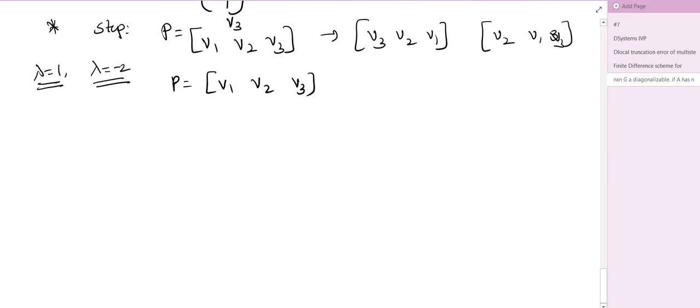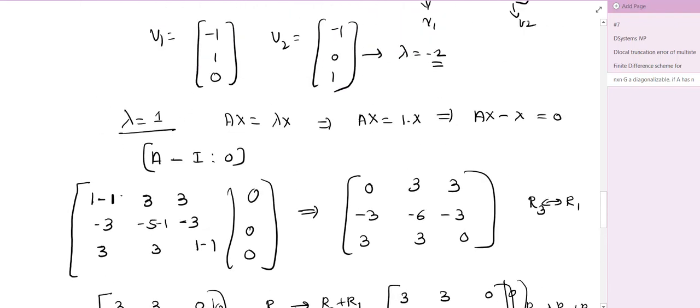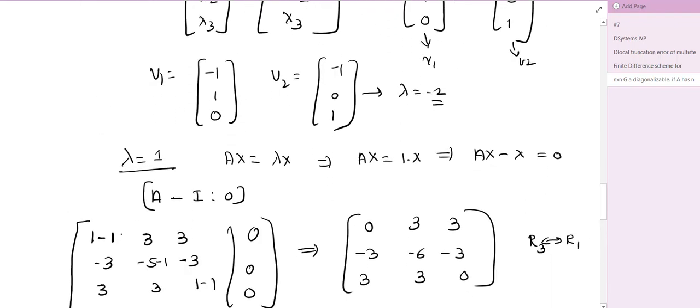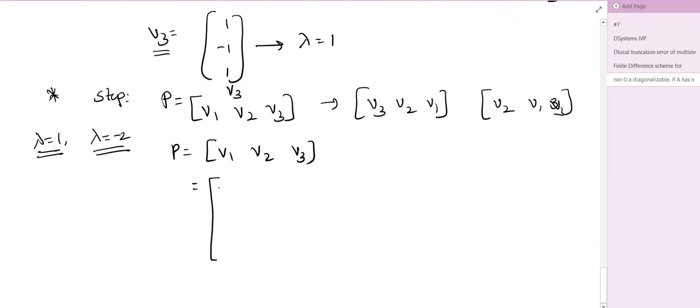So write here V1. Here you can see this is our V1 and this is our V2. Minus 1, 1, 0, and then you have V2: minus 1, 0, 1.